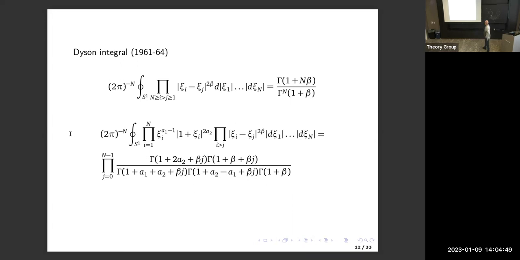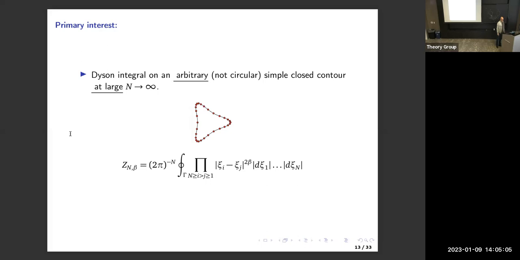Okay, so if you put two insertions, it's a much more complicated integral, also computed by Dyson, with a little bit longer formula, but still nice and simple. So my question now is, what if I change the support? Not a unit circle, where the result is given by these gamma functions and is explicit, but I deform the unit circle and ask how does this integral change? So the Dyson integral is on a unit circle, but now I would like to deform it and ask how this integral changes.